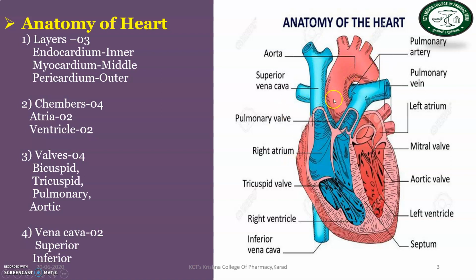We discuss that in the next point, but before going to the next slide, we revise this topic, that is, the anatomy of the heart. First, the layers: three layers, endocardium, myocardium, and pericardium. Number two, the chambers: two atria and two ventricles. Number three, the walls: the bicuspid, tricuspid, pulmonary, and aortic valves. Number four is the vena cava.